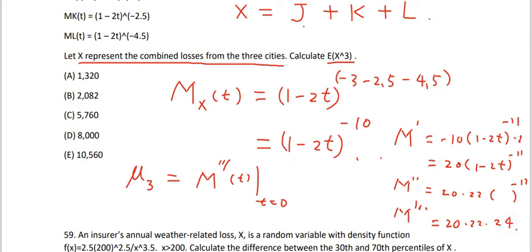Then this (1 minus 2t) is to the -13. So we just check the value at t equals 0. So this part equals 0, and we say this just equals 20 times 22 times 24. Okay.